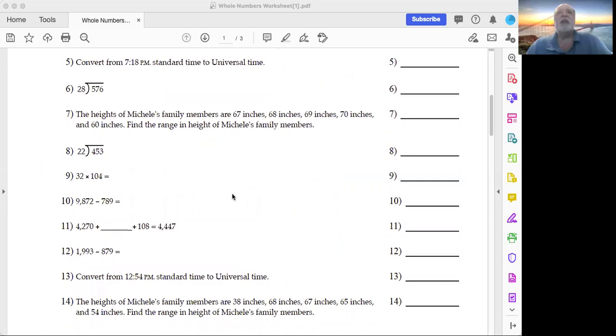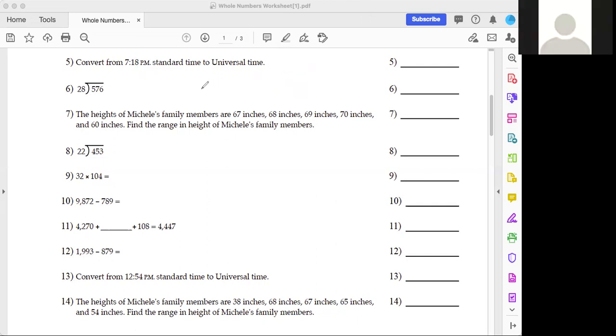Convert 7:18 p.m. standard time to universal time. So what'd you get for that? Did you do that one? I didn't do the rest. Okay, so 7:18 p.m., all right, means that we are after 12 noon, right? So if it were 7:18 a.m., it would be 0718, right? This is 7:18 p.m., so we have to add 1200 to that, right? So this becomes 1818. Okay. And the reason that people use universal, or it's sometimes called military time, is so you don't make mistakes with AM and PM. So some hospitals will do it in universal or military time. Okay. The hours and the minutes.